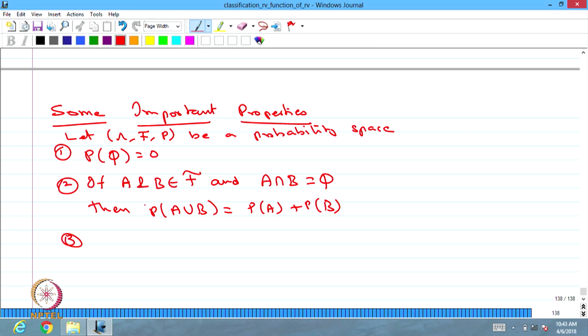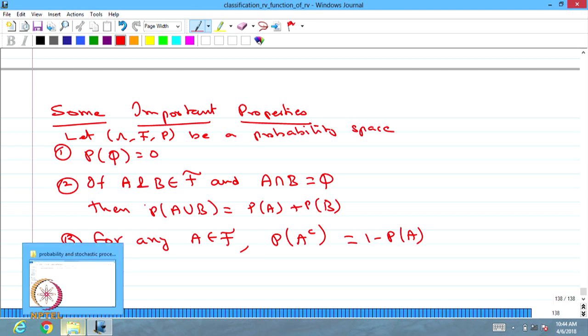Third result, for any event A belonging to F, P of A complement, that is same as 1 minus P of A. If you know the probability of A, if you want to find out the probability of A complement, that is same as 1 minus P of A. The same concept is used to find out the probability of empty set is 0 also.